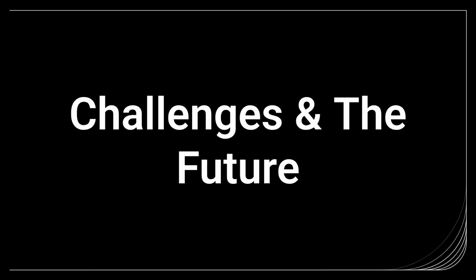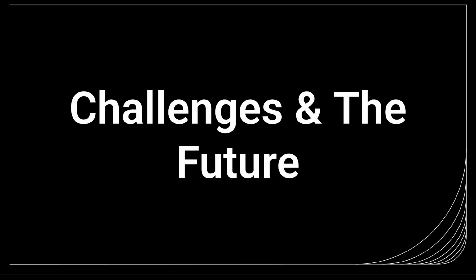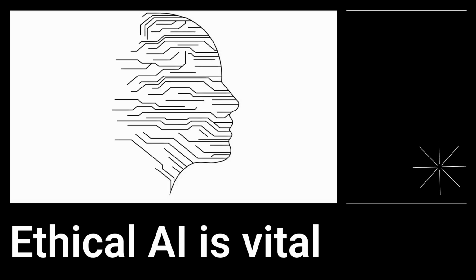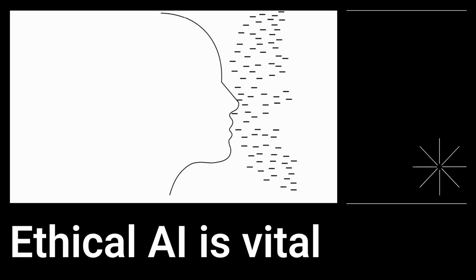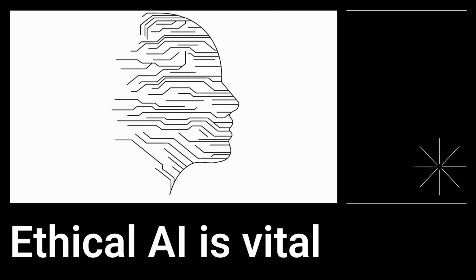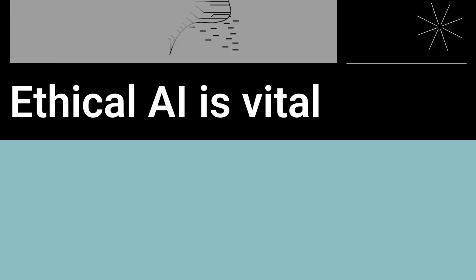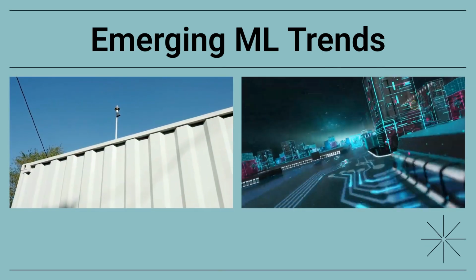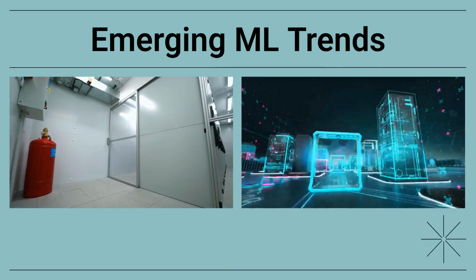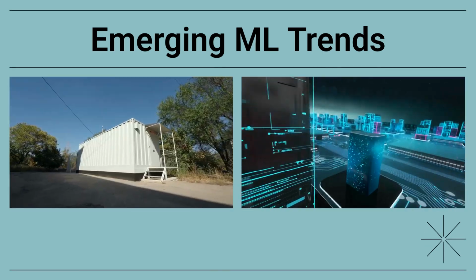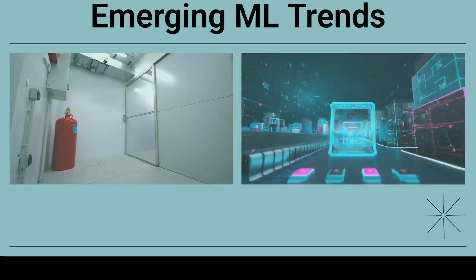Despite its power, machine learning faces significant challenges, but the future is brimming with potential. We must prioritize ethical considerations, addressing bias, transparency, and accountability to ensure responsible and fair development of AI systems. Key emerging trends include MLOps for streamlined deployment and Edge AI, bringing powerful models closer to data sources on devices.